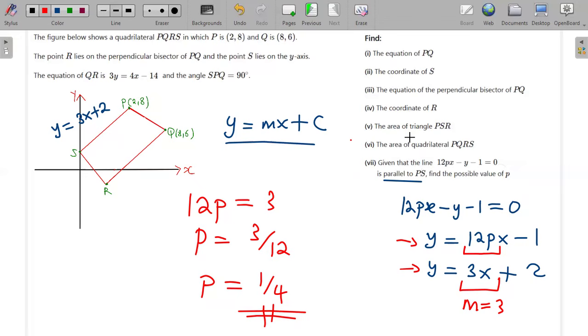All right, so those are the basics of coordinate geometry. It's just about finding equations, missing coordinates, finding the area, and then using the properties. If lines are parallel, what happens to their gradient? If lines are perpendicular, what happens again to their gradient? That's all.